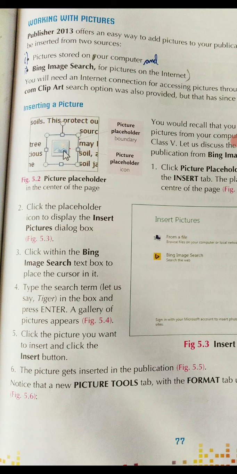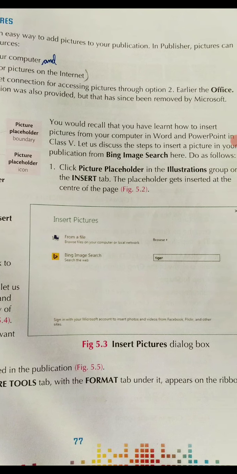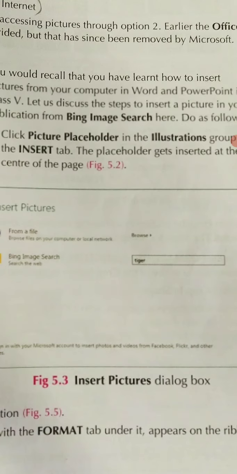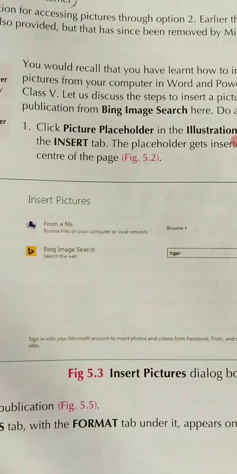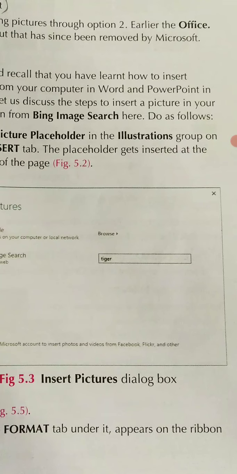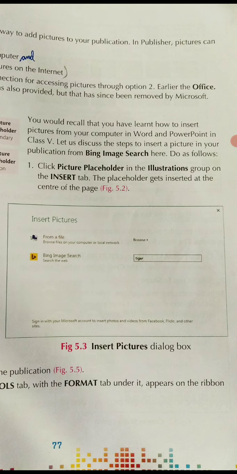Then step 4, type the search term, let us say tiger, in the box and press enter, and a gallery of pictures appears. Now students, in step 4, have you seen the picture of figure 5.3? In there, have you seen Bing image search? Now for example, you want the picture of a tiger. What are you going to do? In this particular box, you are going to type tiger on your keyboard. Then you go to your search option.